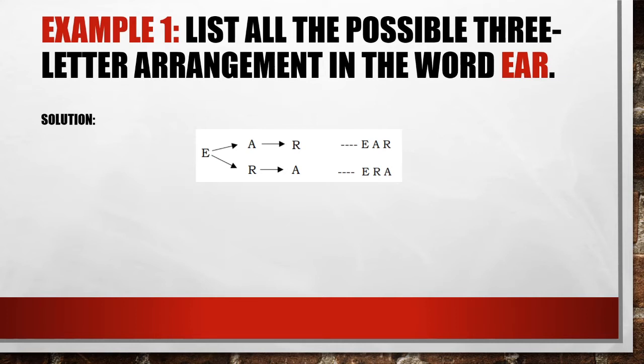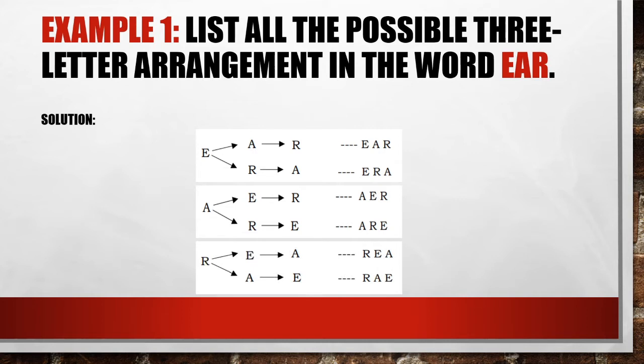Now, let's proceed naman dito sa letter A. Okay, so sa letter A, ganun din, meron din tayong dalawang word, AER and ARE. Then, next naman sa letter R, we have REA, then RAE. Ayan, so we have 6 possible words dito sa ating example number 1.